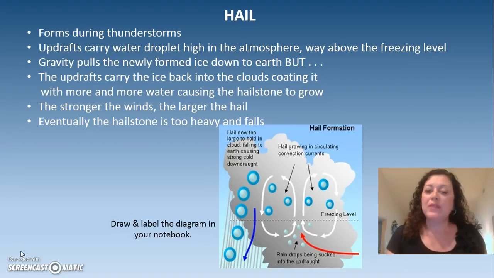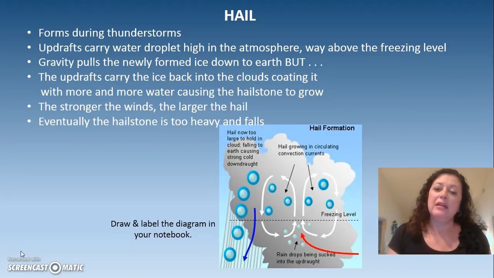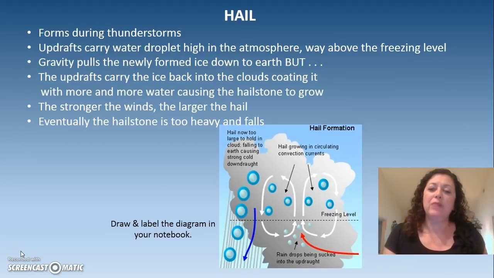So I'd like you to draw this diagram in your notebook. Make sure that you're pretty detailed. It's a little bit of a detailed diagram, more than the others. And then label. And if you want to, you can again add that color with the arrows just to make sure you know how hail is formed.